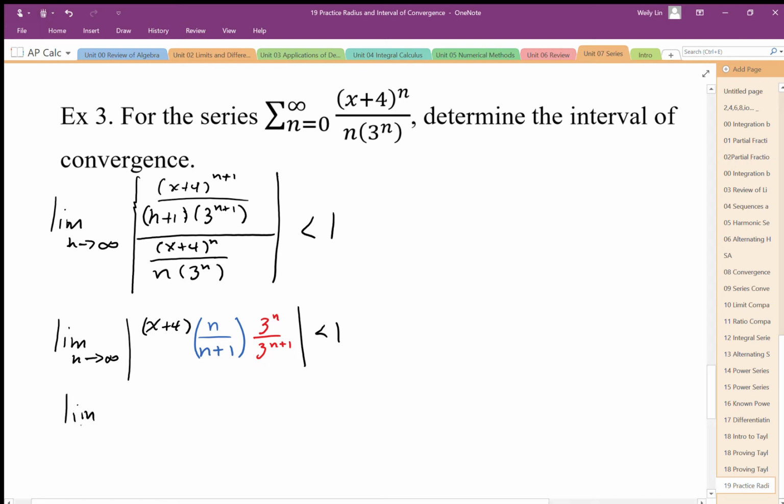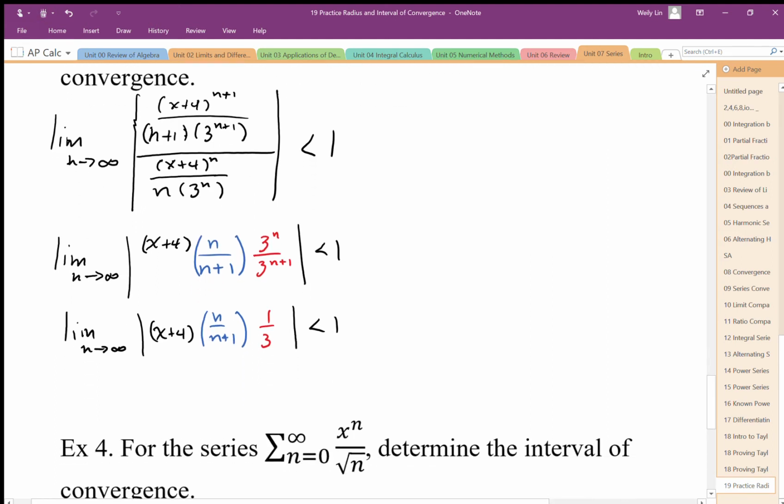Limit as n approaches infinity. This is going to be x plus 4. And again, this is going to reduce to 1, n over n plus 1. And then the 3 terms are going to simplify to 1 over 3. Okay, so then I can now apply my limit. So I end up with x plus 4 times 1/3 is less than 1. Moving that term over to the other side, I end up with x plus 4 is less than 3.